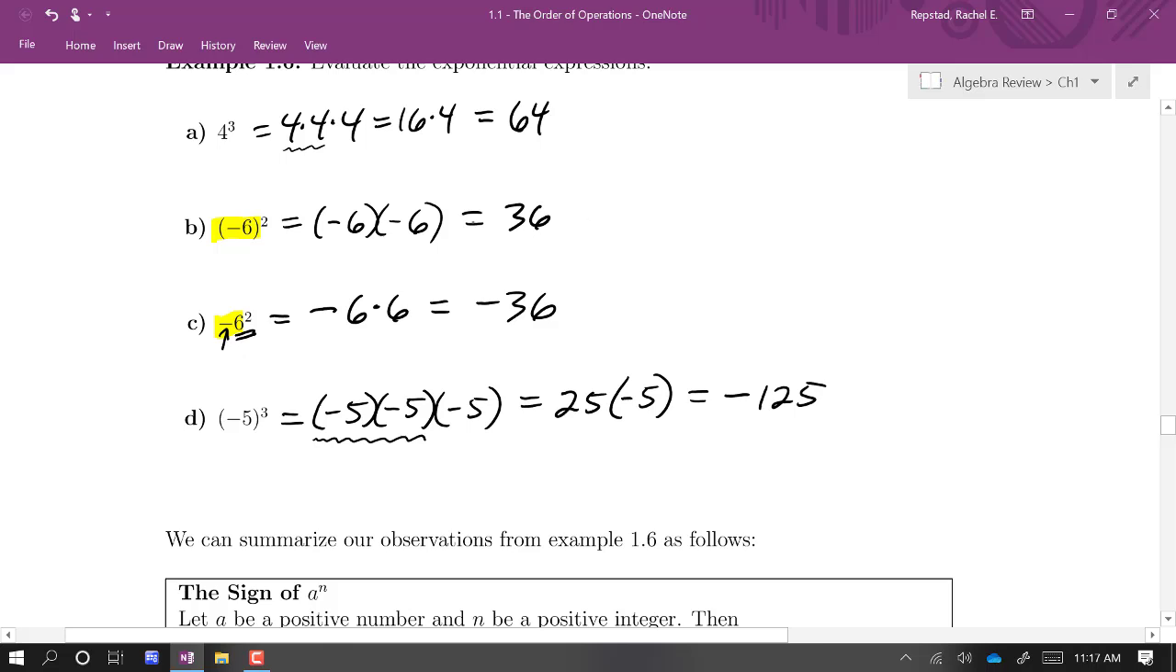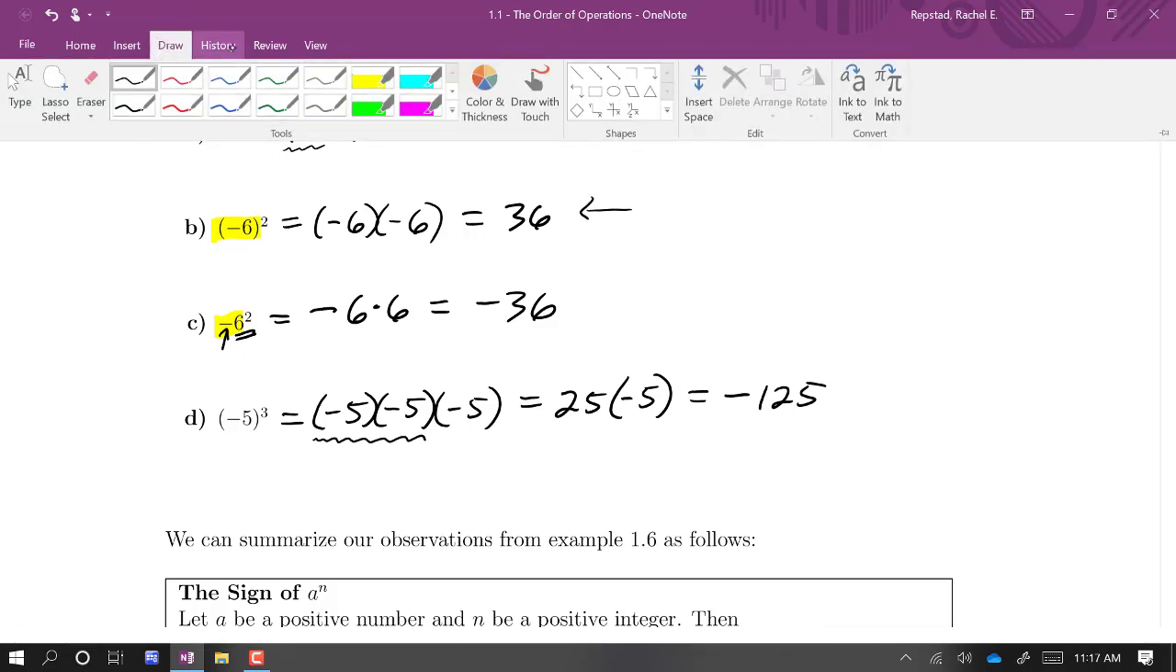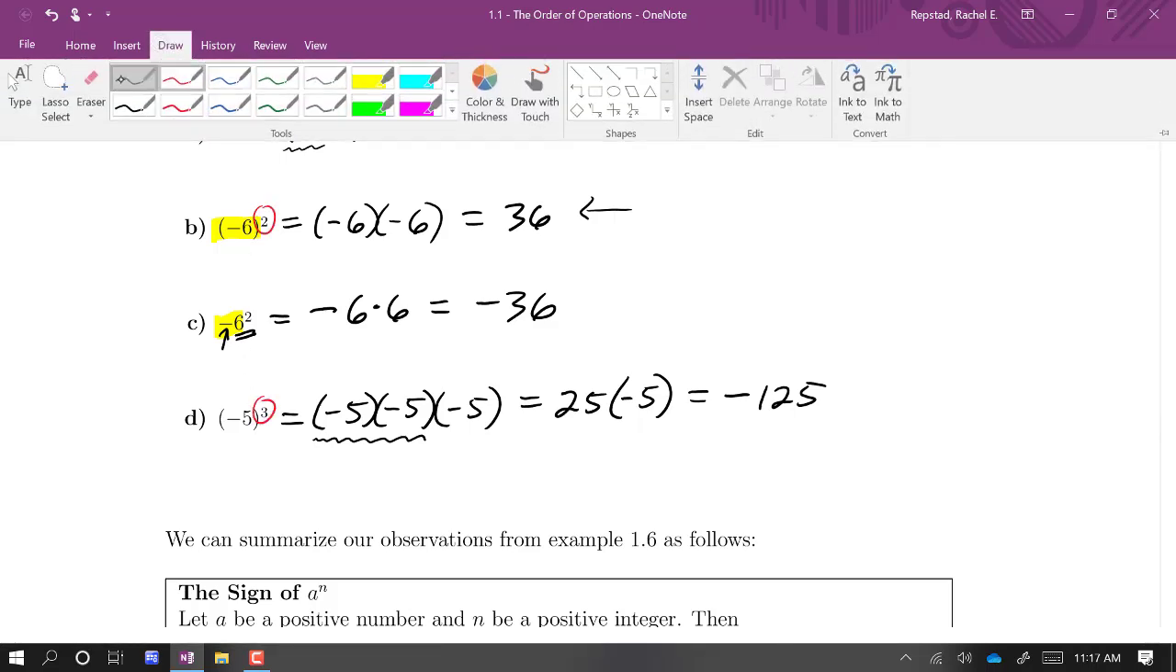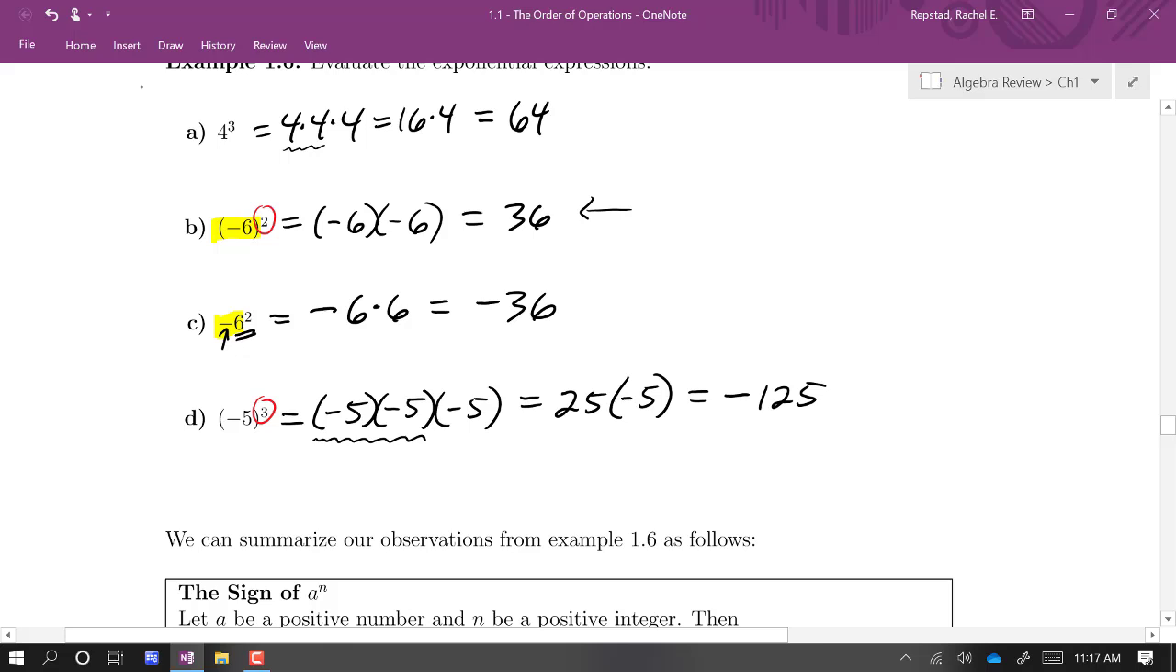Up here when the negative 6 was in parentheses, that meant we got a positive 36, and it really has to do with what power it was being raised to. Here we were squaring, here we were cubing, and if you have a negative number in parentheses being raised to a power, your result will either be positive or negative based on whether that exponent is even or odd.